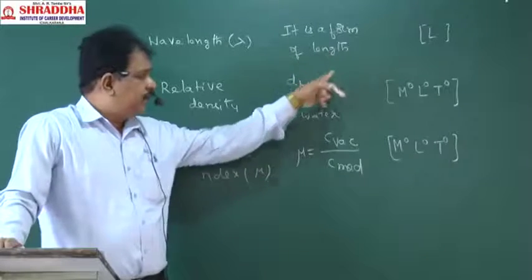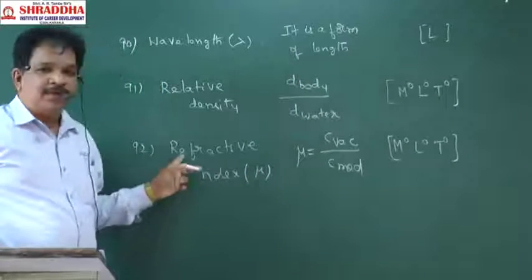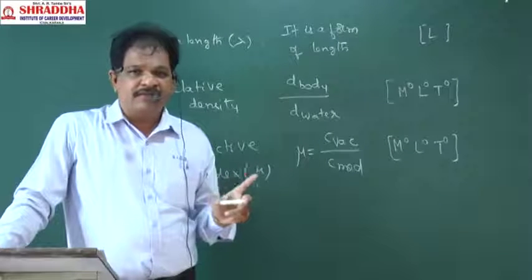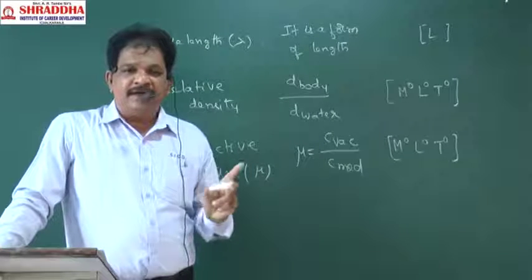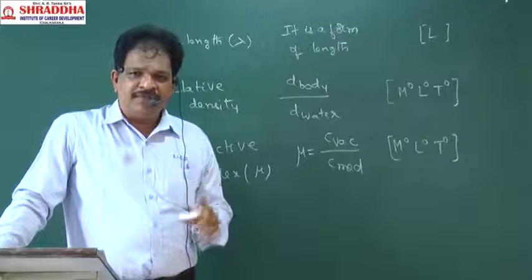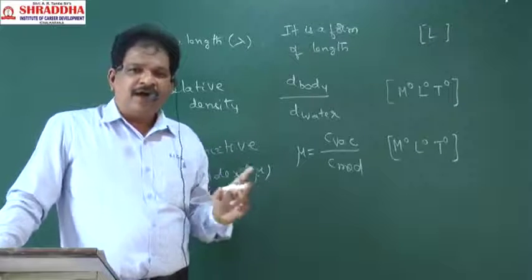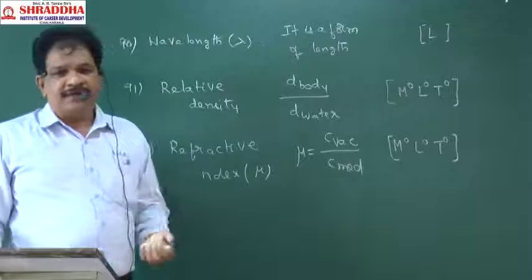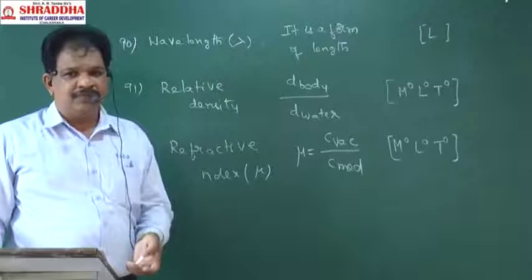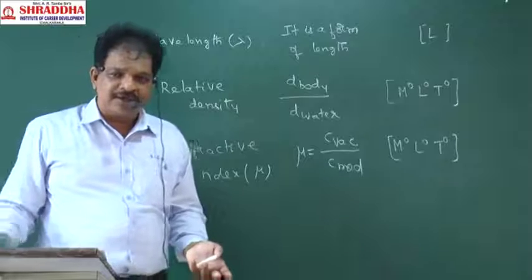So this is the last one. Up to now, from the last 3 to 4 classes, 4 lectures, we have been writing the dimensional formulae of different physical quantities. All these physical quantities will come in your 11th and 12th portions. This is the first lesson.